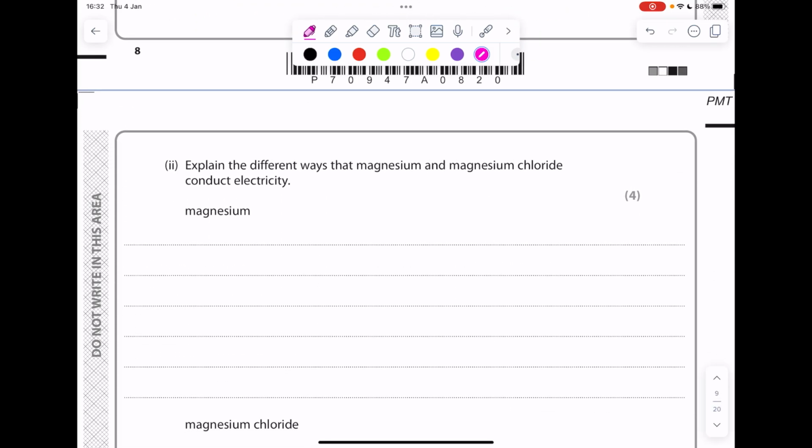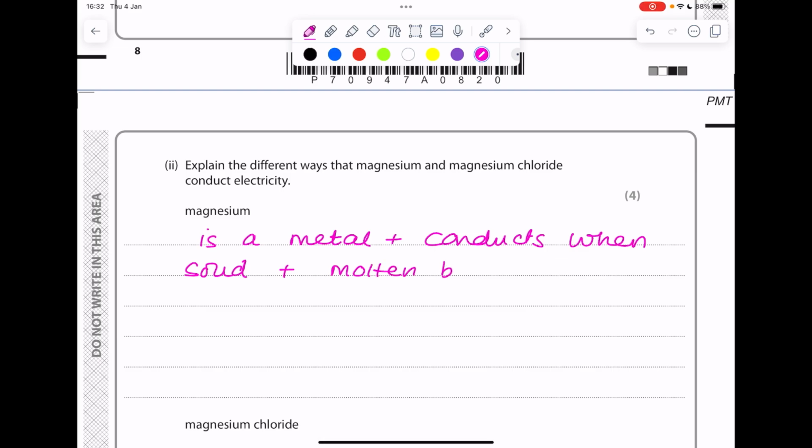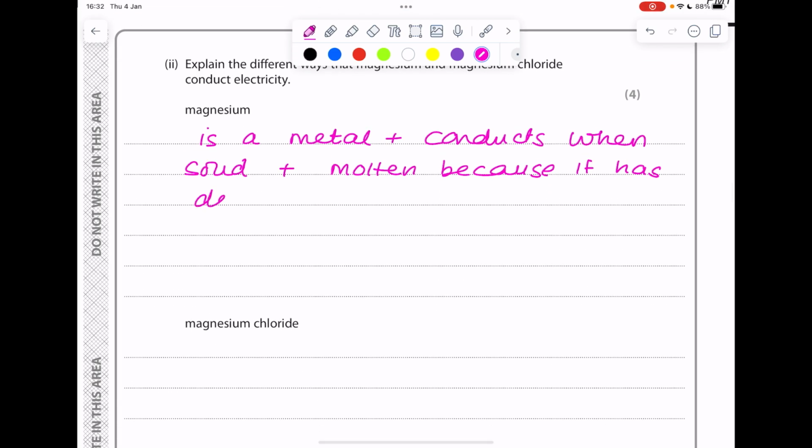Explain the different ways that magnesium and magnesium chloride conduct electricity. So magnesium is a metal and conducts when solid and molten. And we need to say why, because it has delocalized electrons which are free to move.